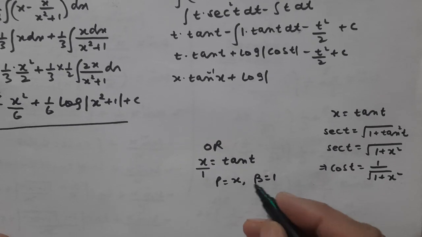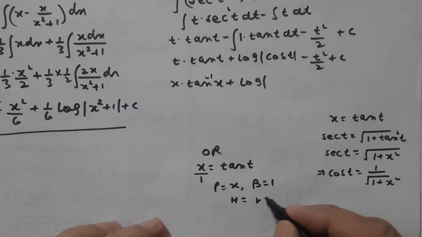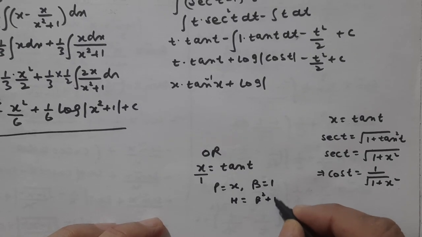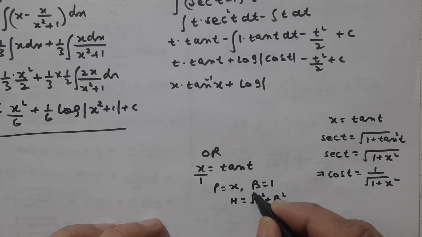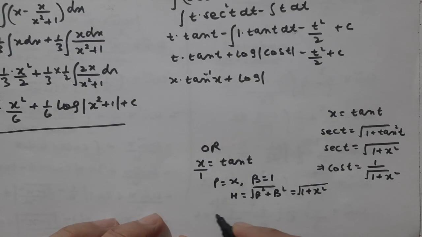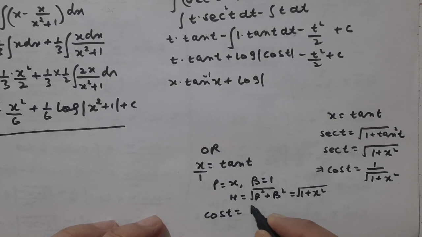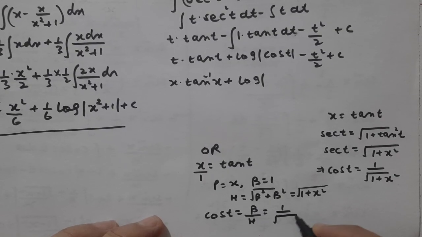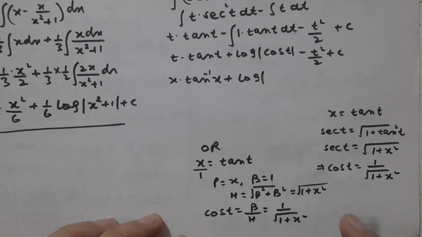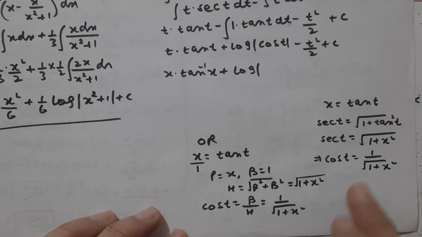By using trigonometry, h is equal to p square plus b square, under the root. So we get h equal to under root 1 plus x square. Now we want to find out cos t, and cos t is the ratio of b upon h. So b is 1, upon under root 1 plus x square. So we can find the value of cos t either in this way or in this way.